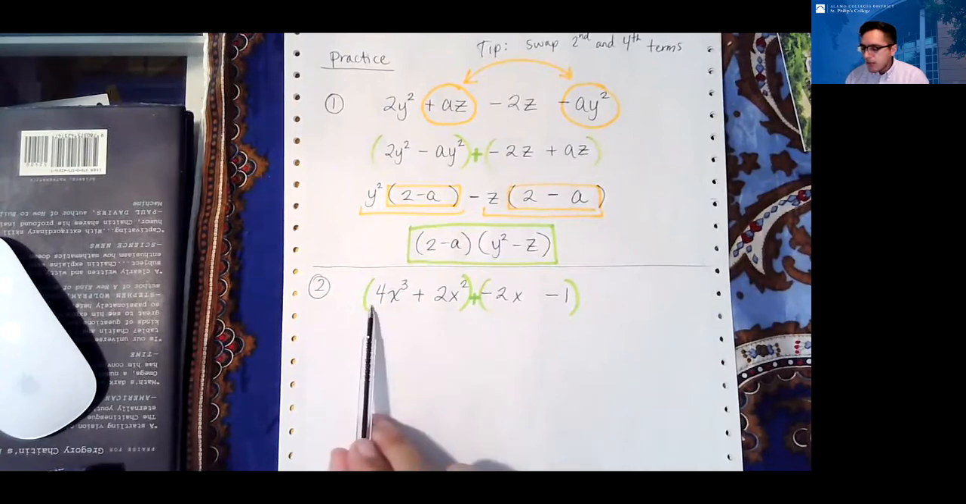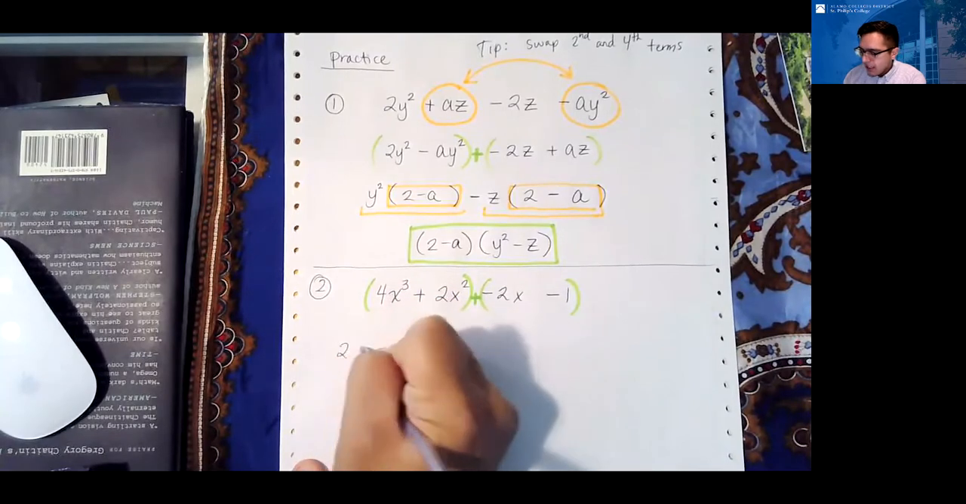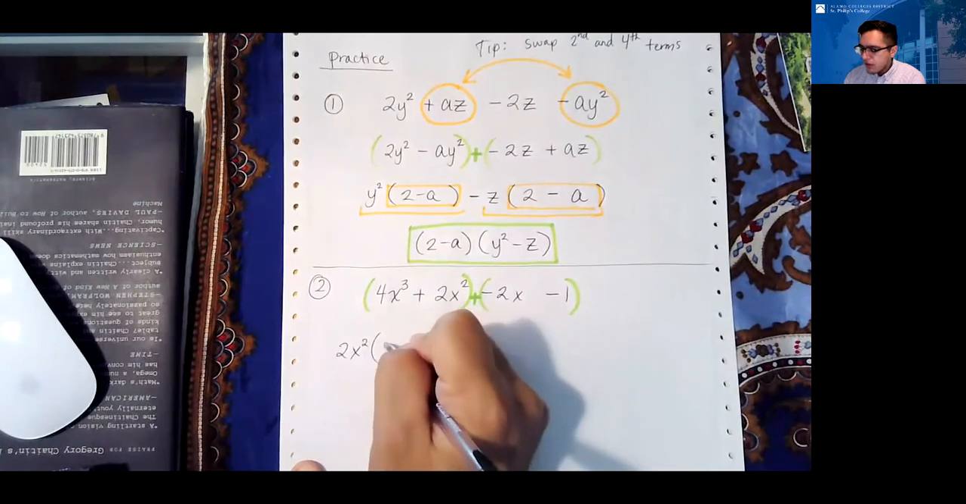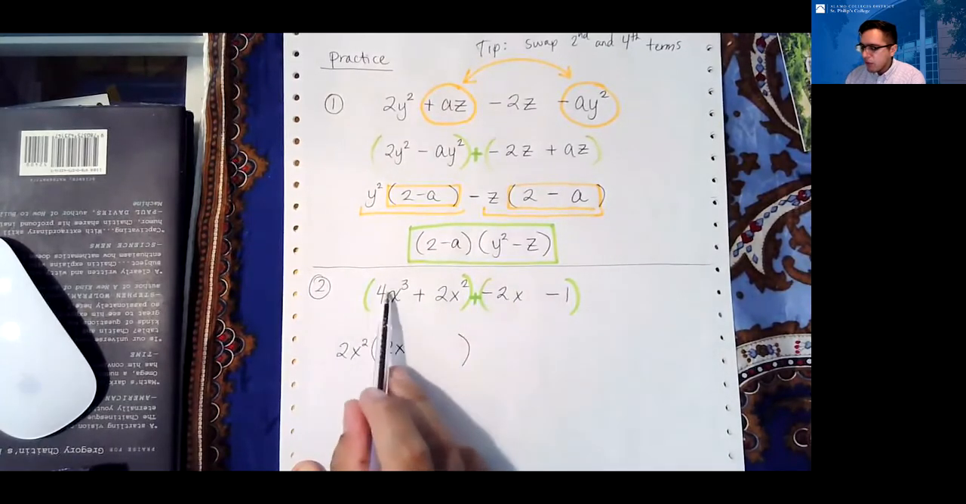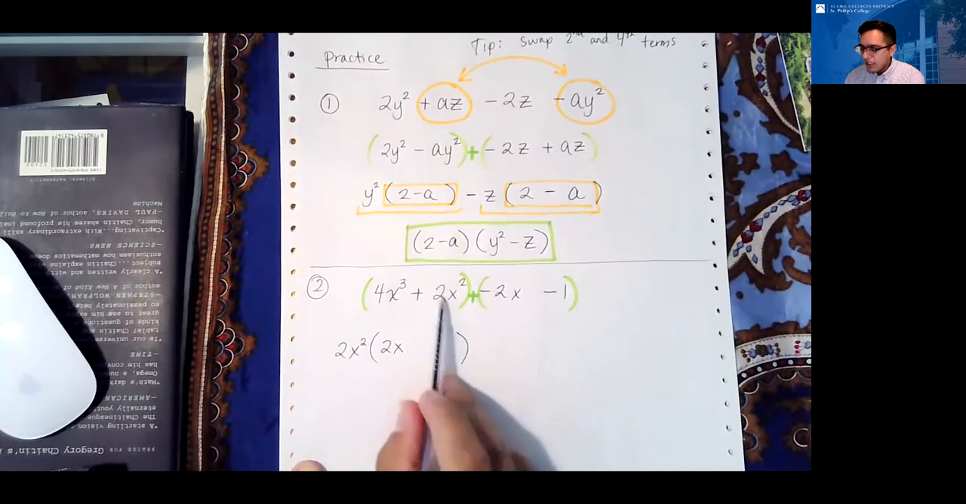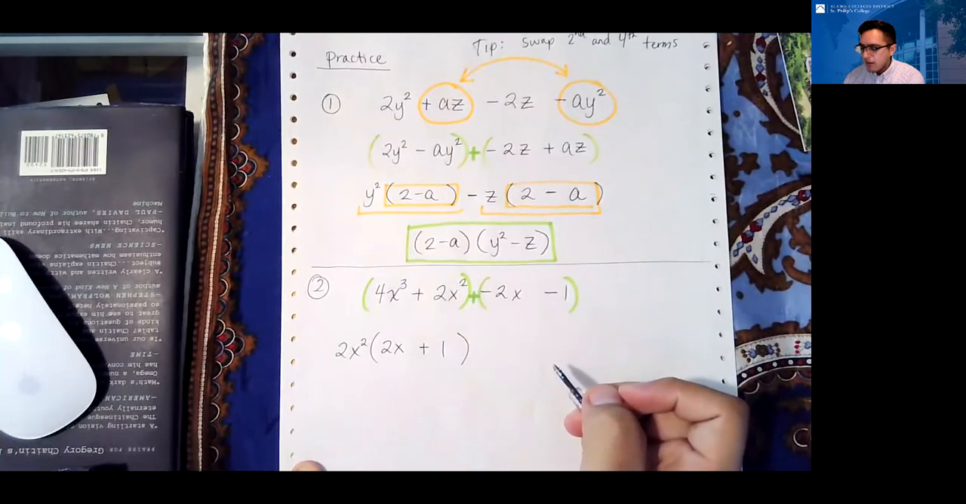The first 2 terms, what is their greatest common factor? 2x squared. Yeah, 2x squared. So I can write that down and open up some parentheses. Then ask myself, what do I need to multiply to get these original 2 terms back? So 2x squared times another 2x should give me my 4x to the 3rd power. And then something times 1 will return itself. So we need a plus 1 here. Is everybody okay with that?